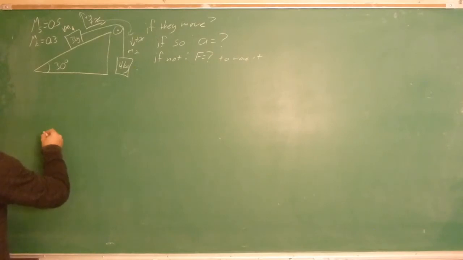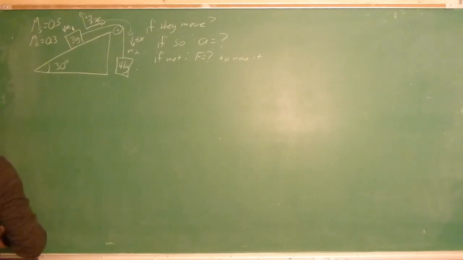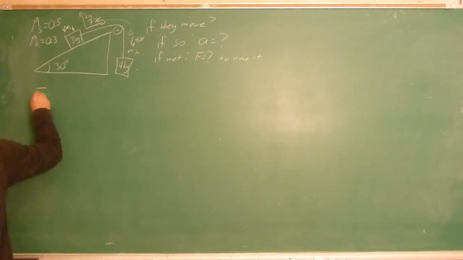Now I've got my drawing, I've got my coordinate axes. I know my masses, not much else. We've got some information about friction. So, let's go about drawing our free body diagrams.